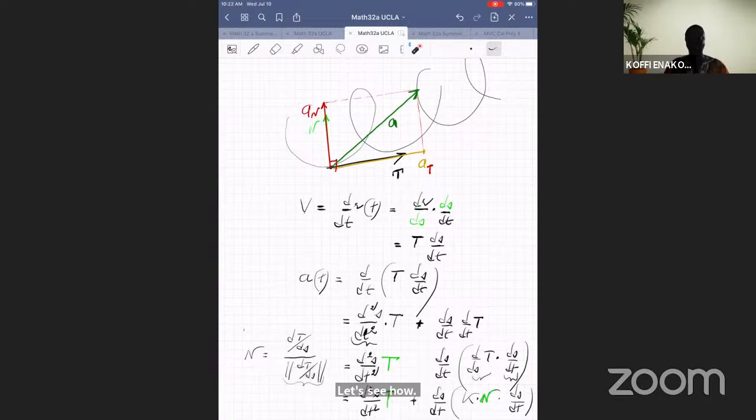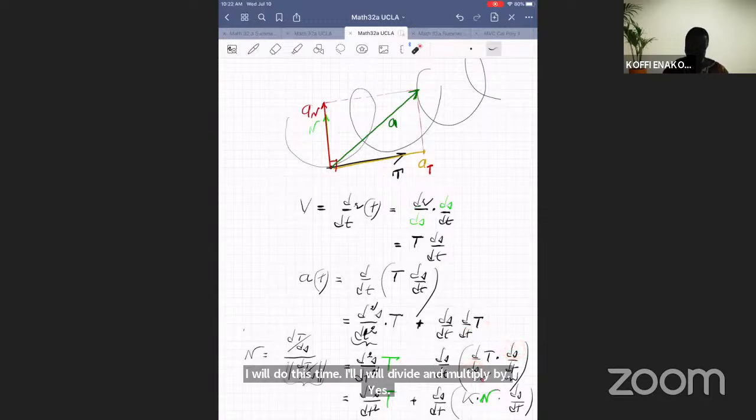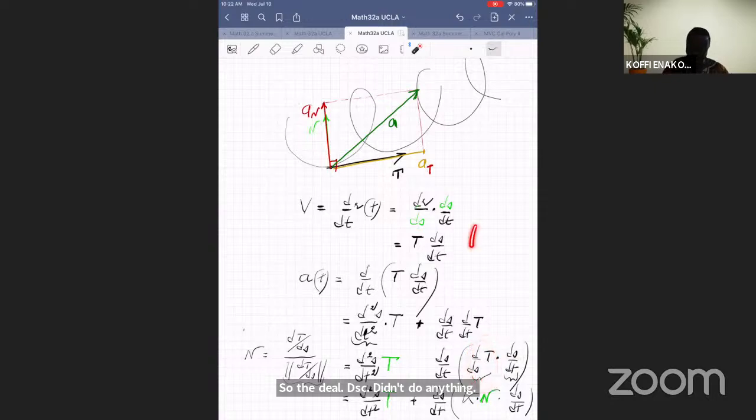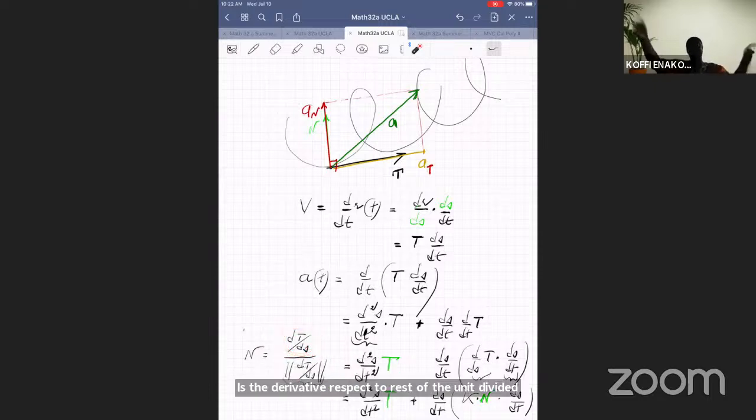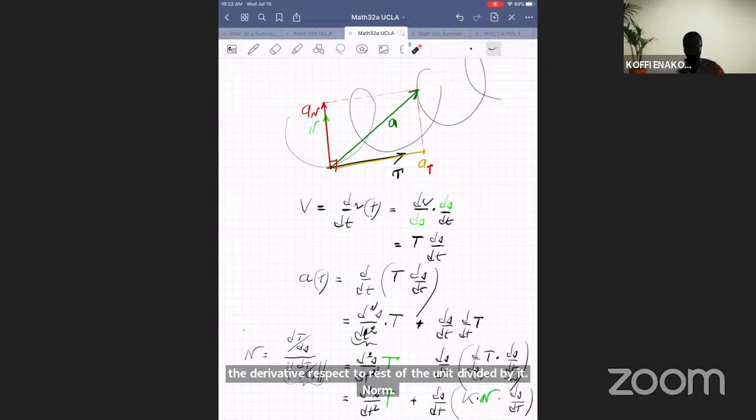I'm going to keep doing these algebraic things of adding and subtracting, multiplying and dividing. So in this term, I will divide and multiply by ds. So the ds is here and ds is here. I didn't do anything. But I know that this term, d with respect to t of s, depends on n. Why? Because the unit normal is the derivative with respect to s of the unit tangent divided by its norm. That one, we've seen it. Okay, these are not complicated if you keep reviewing your stuff.